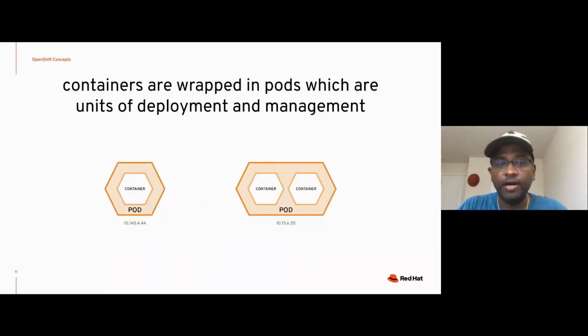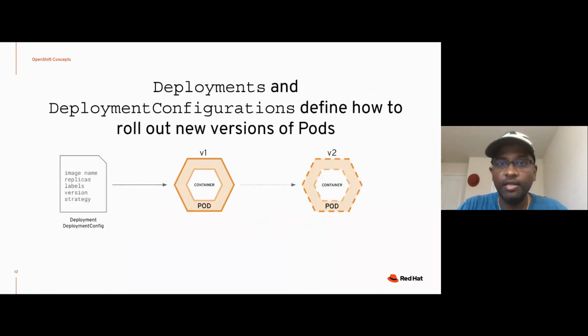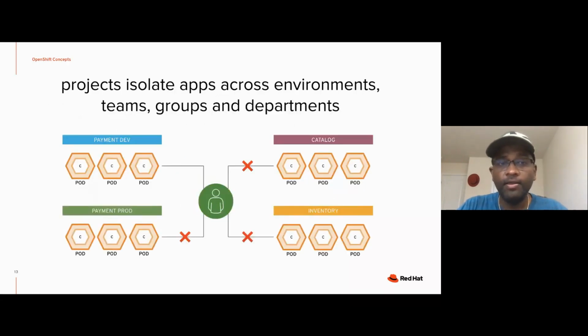Each pod will have either a single container or multiple containers, and the pod will have its own IP address that the containers share. Deployments is what the application team can use to deploy their application, and it defines how the application gets rolled out inside the platform. It will also define the versions of the images that will be used for the application.